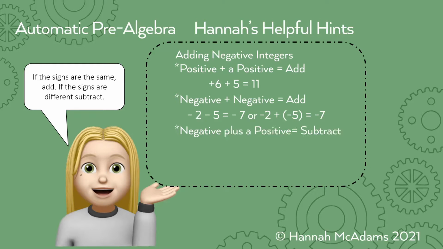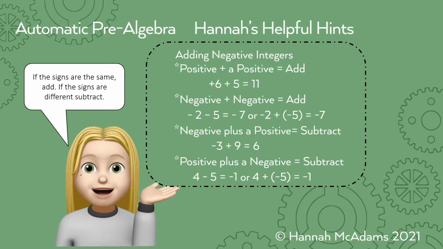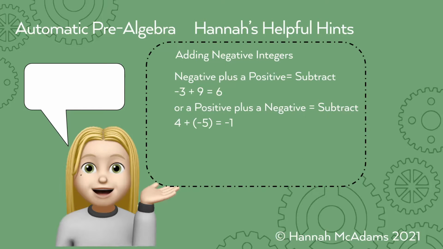A negative plus a positive means subtract. So that's 6, and a positive plus a negative means subtract. So what do I say in the little bubble? When adding a negative and a positive, how do we know if the answer will be negative or positive? We have to subtract either way, but how do we know if the answer will be negative or positive?